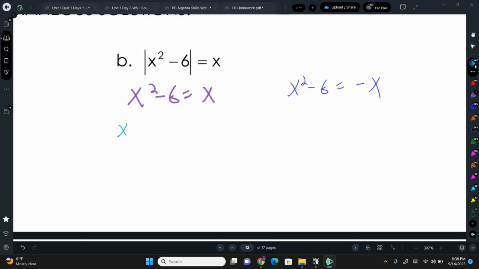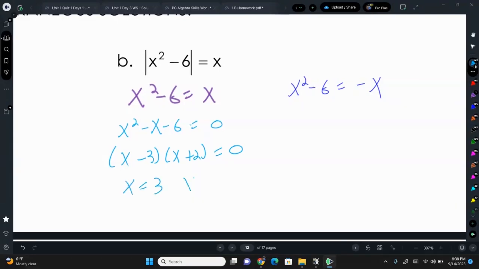So minus x from both sides, we get x squared minus x minus 6 equals 0. And then we factor that to x minus 3 times x plus 2 equals 0. So our possible solutions are 3 and negative 2. Those are our possible solutions.